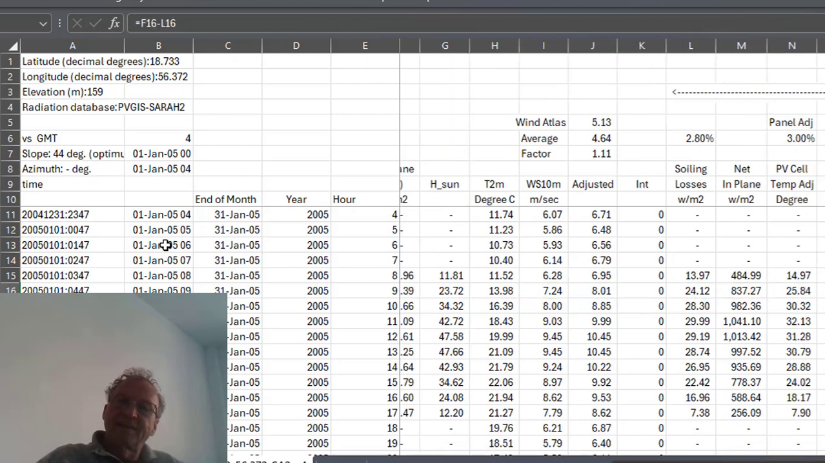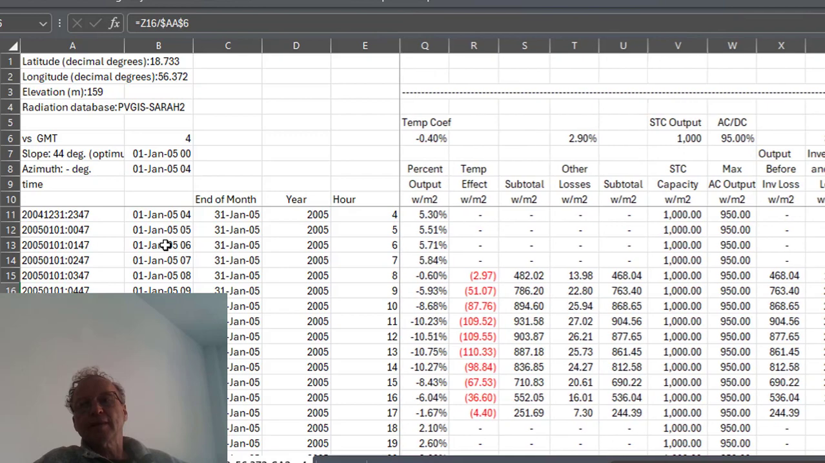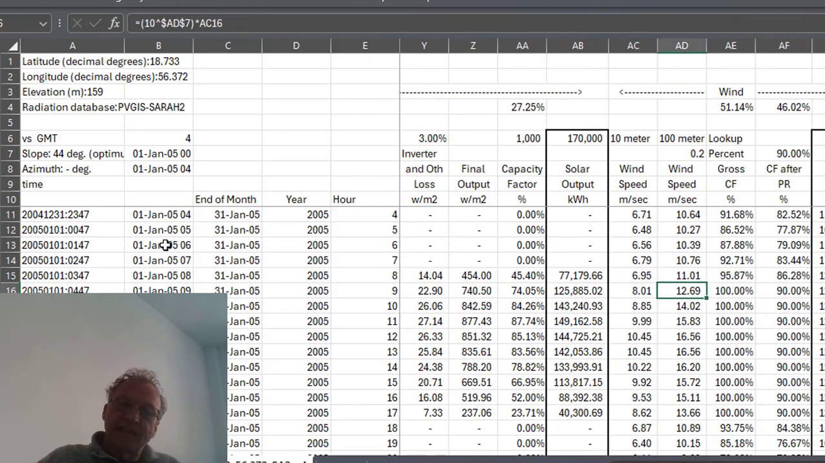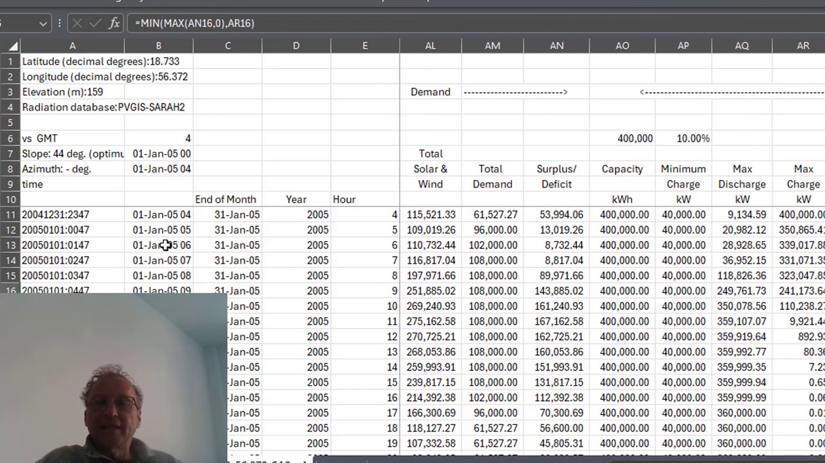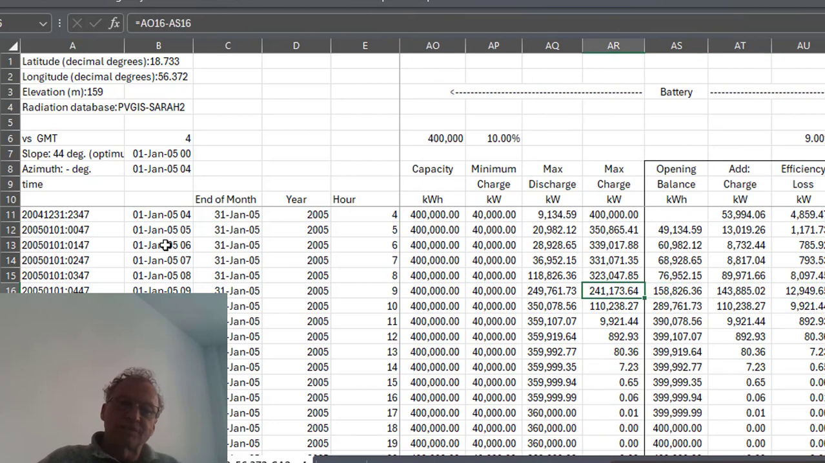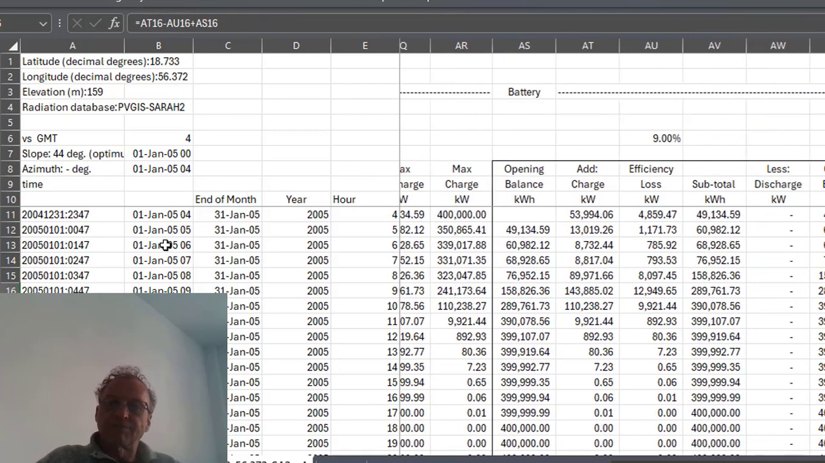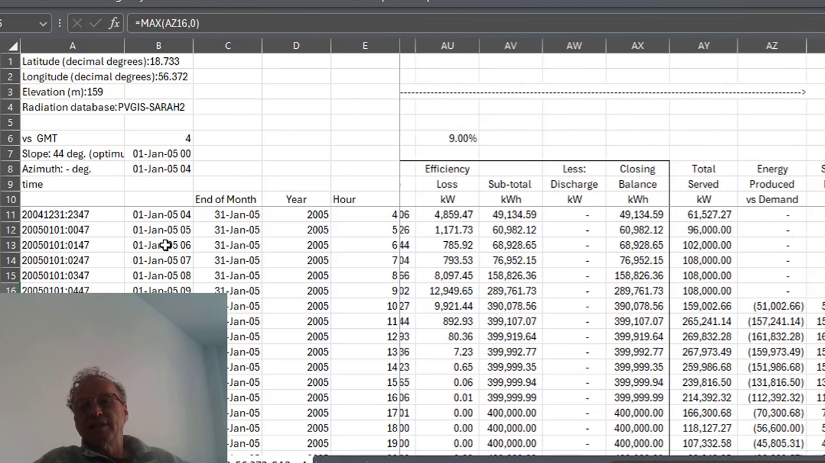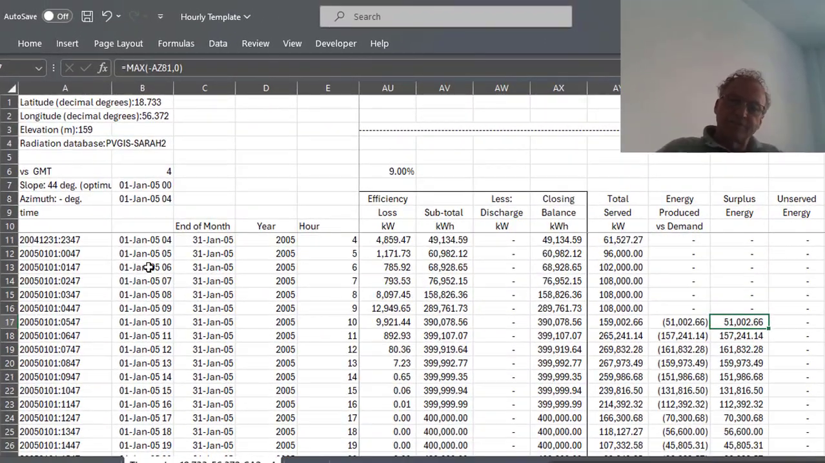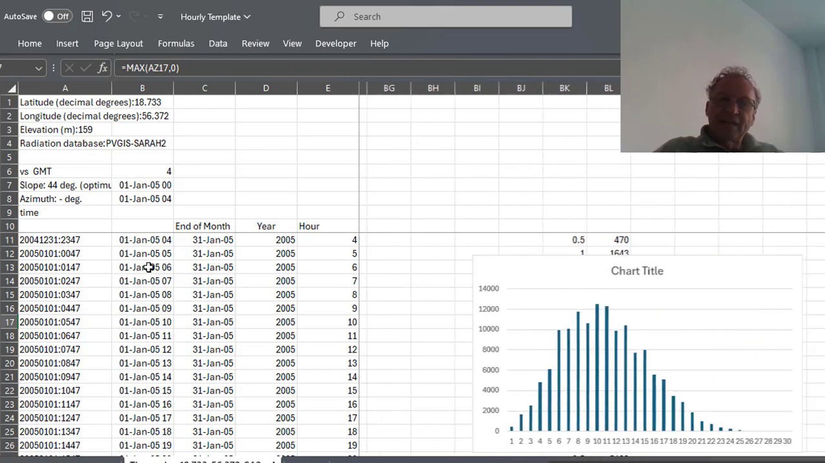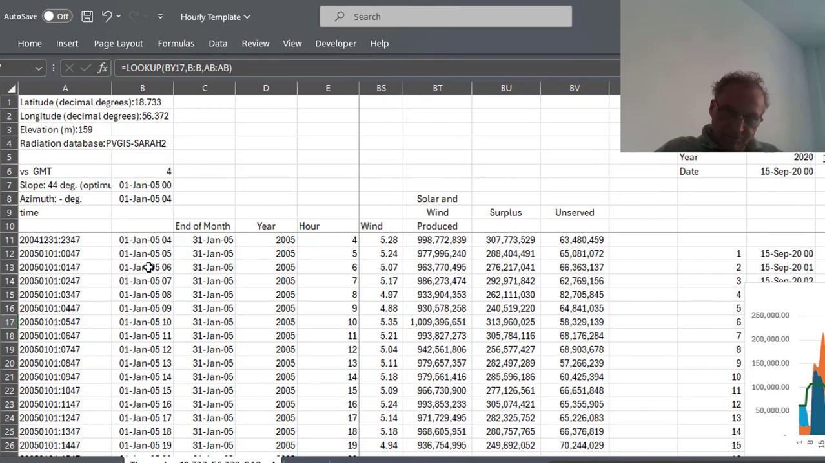So we're going to do a whole little analysis of solar. And then we're going to put the wind together with the solar, and see how much of the demand we can meet with the wind and the solar together. And finally, we'll put a battery in and we'll put a minimum state of charge and a round trip efficiency for the battery. And ultimately, we'll see how much surplus energy or unserved energy we have with this battery. And we'll look at the little Weibull distributions.